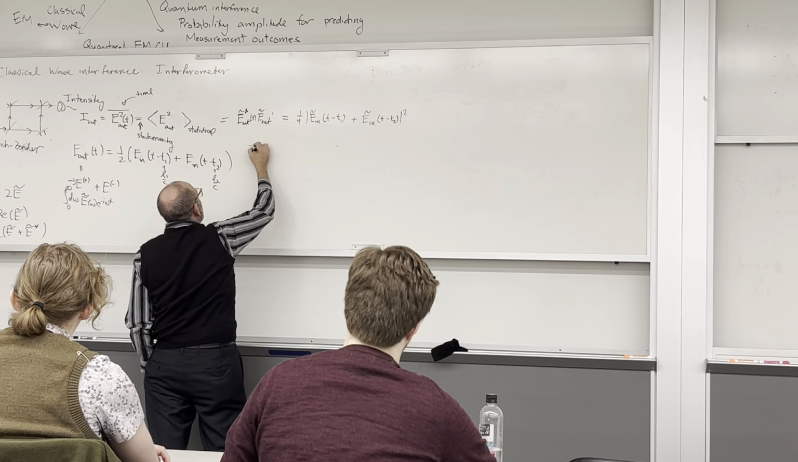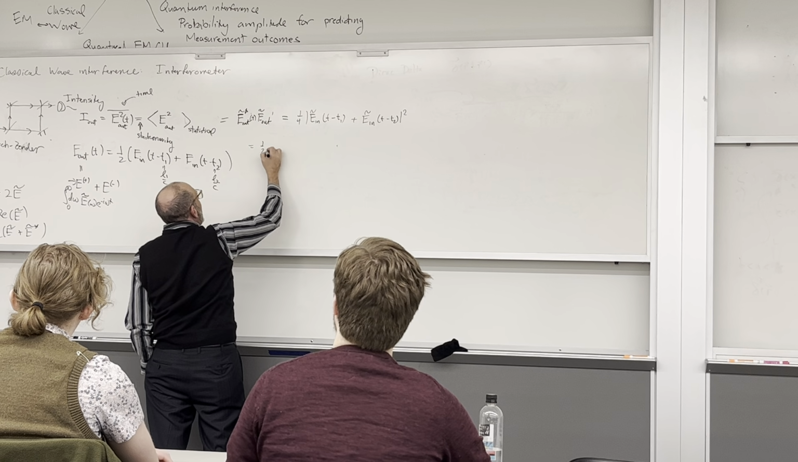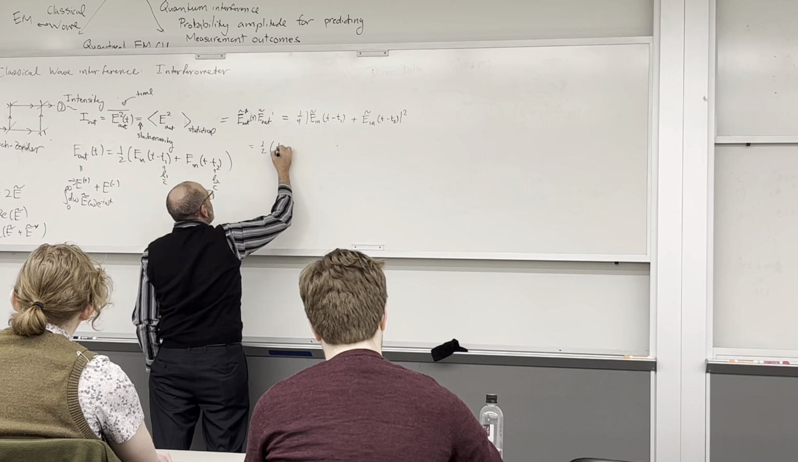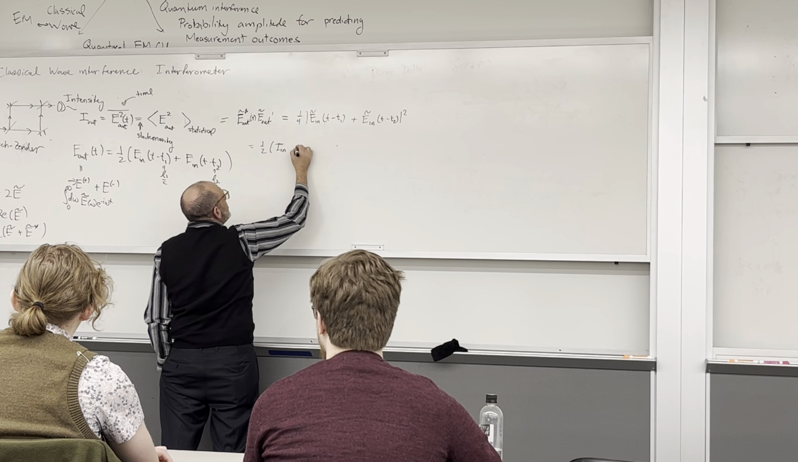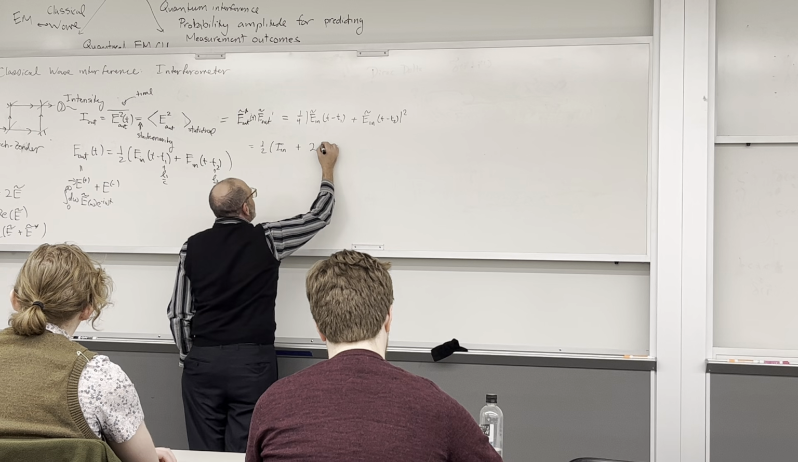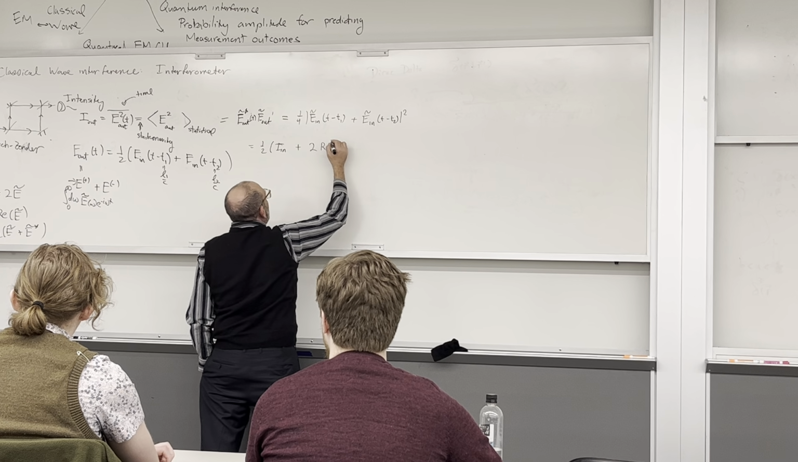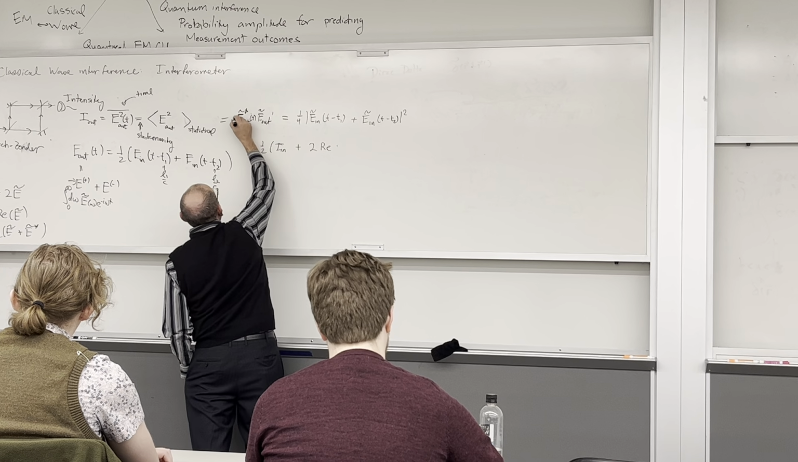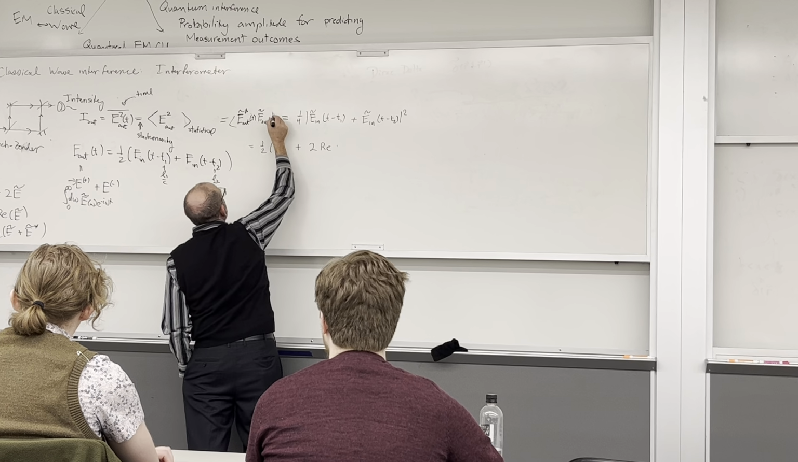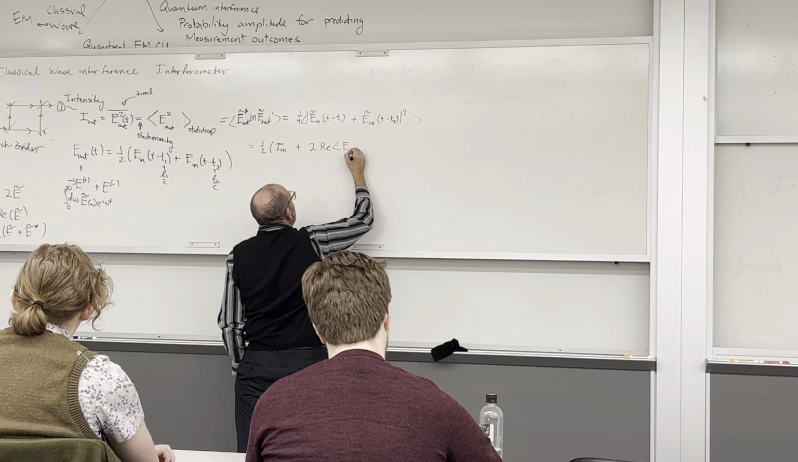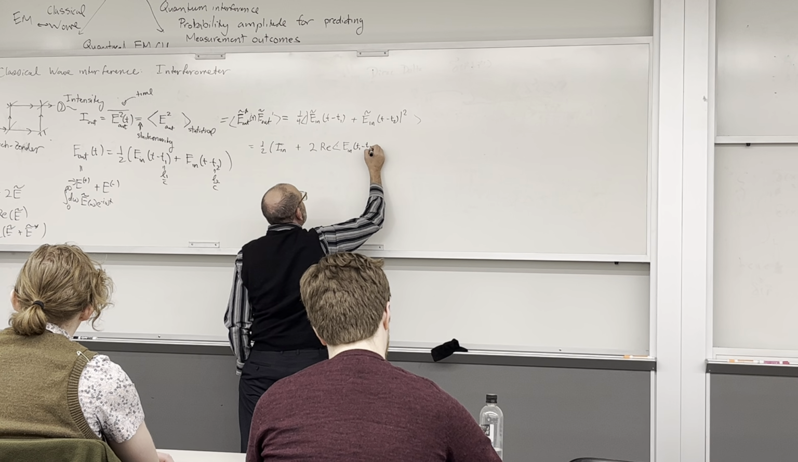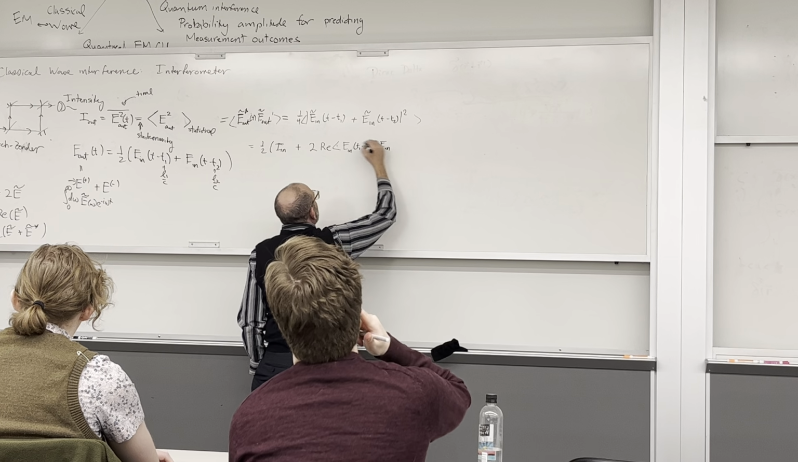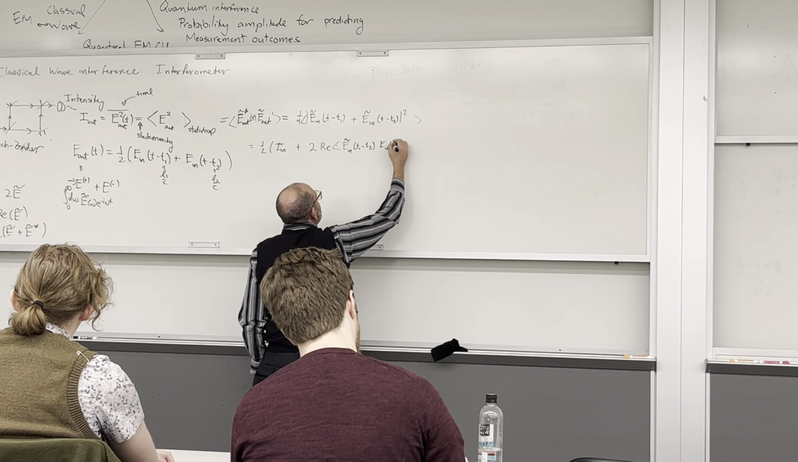And for a stationary field, this is 1/2 times the incident input intensity plus twice the real part of, I should write the correlation function here, of E in at T1 minus T2, E in at 0.